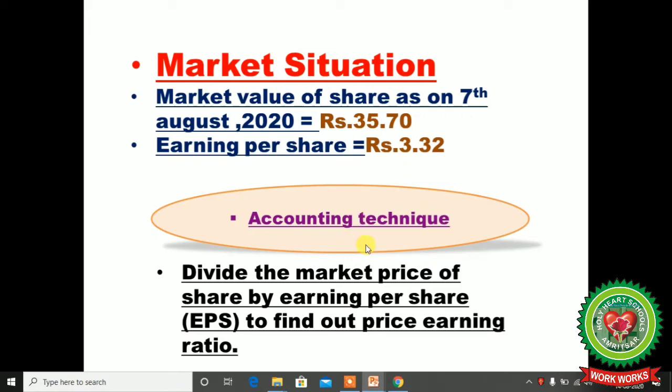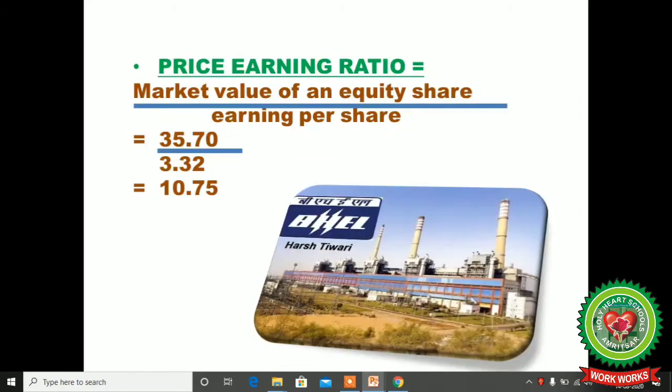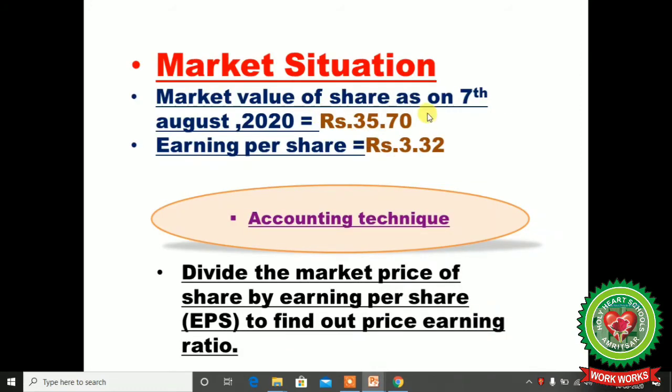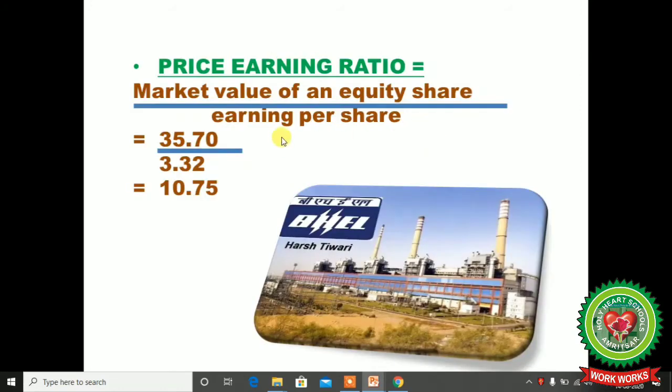So what is the calculation here? Divide the market price of share by earning per share to find out the price earning ratio. Apply the formula: market value of an equity share divided by earning per share. So here the market value 35.70 divided by 3.32. So here this company's price earning ratio is 10.75.